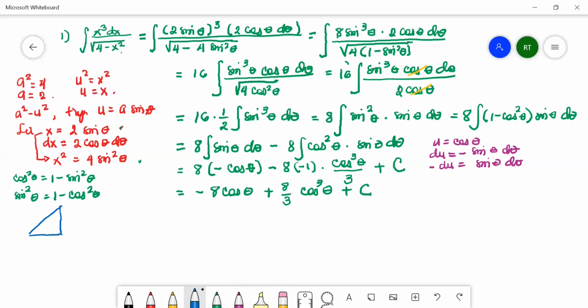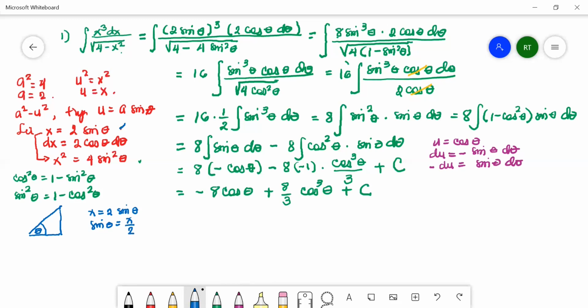Okay, so we will let this be the acute angle theta. Now we have here in the substitution, x is equal to 2 sine of theta, right? Now, if we are going to solve for sine of theta, we have to divide both sides of the equation by 2 so that sine of theta is equal to x over 2.